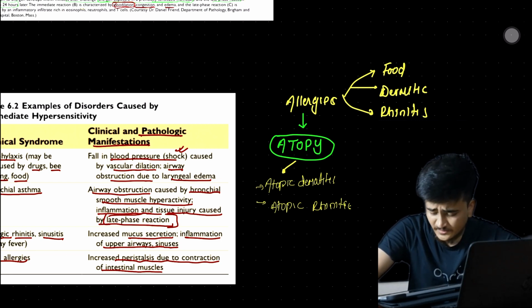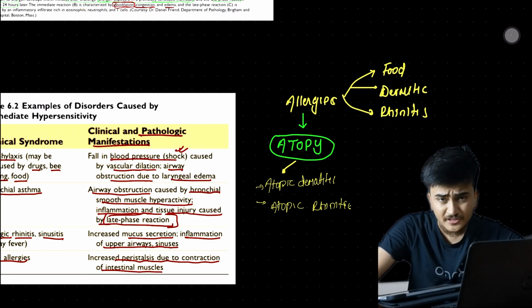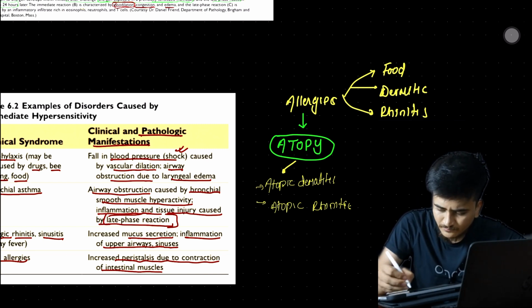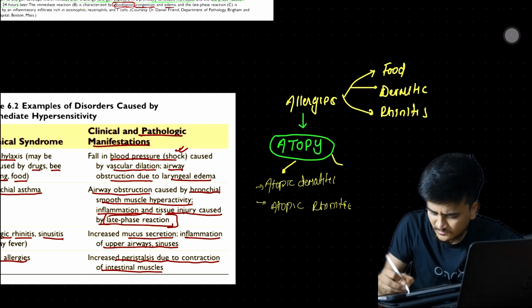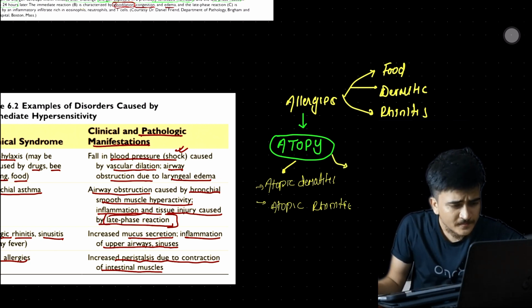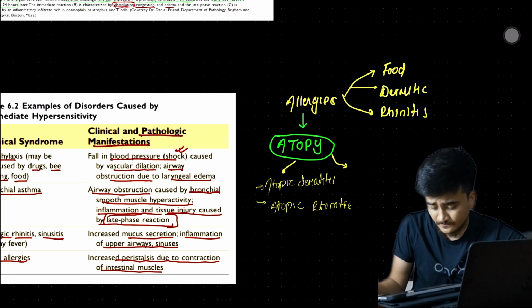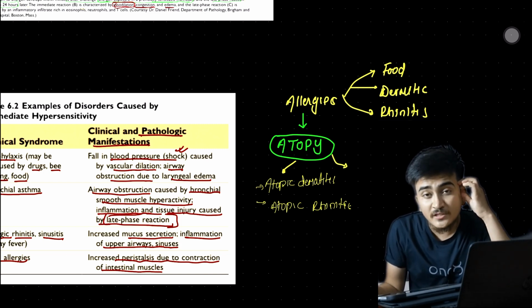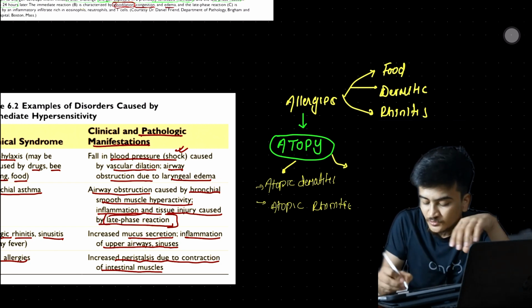Okay. And as I have already said, if genes are responsible for causing allergy, then that condition is known as atopy. And we have seen that some research has been done, and it was found that the genes responsible for the development of allergy in an individual are mainly found in chromosome number 6.